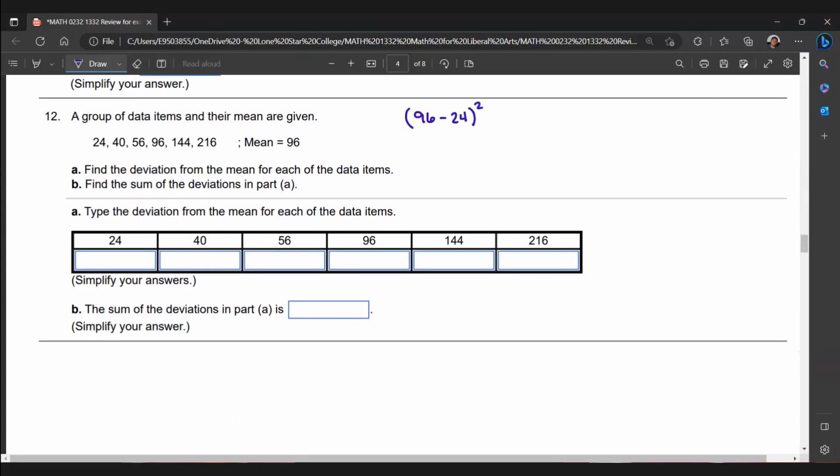So let's see, 94 or 96, because that is the mean. Actually, no, let me take that back. I want to do it like this. It will be 24 minus 96 quantity squared, even though it won't make a difference, but I want to write it correctly. And that is 5184. Okay.